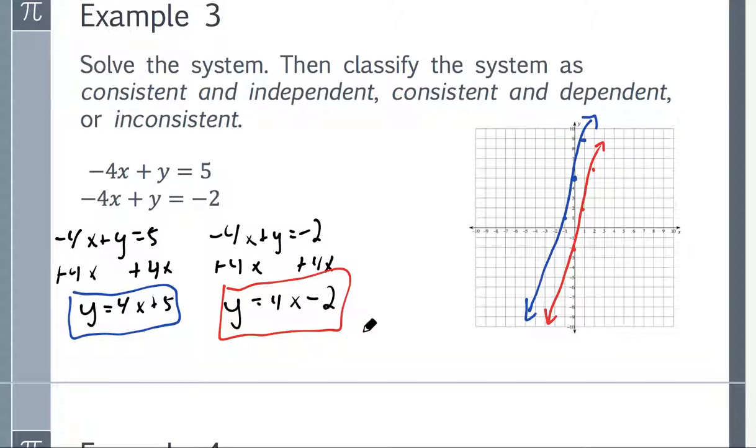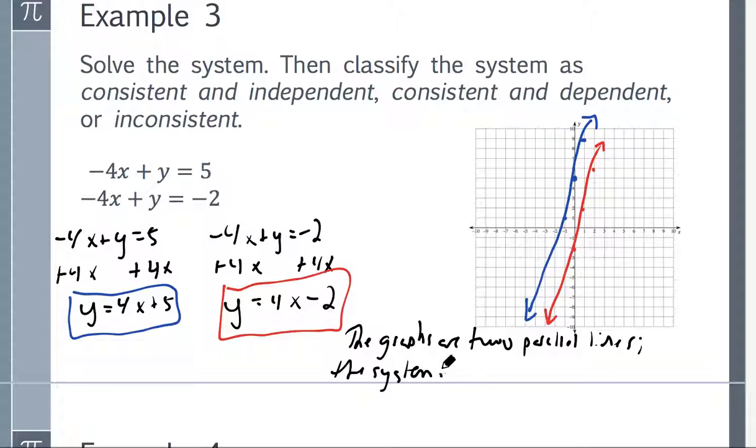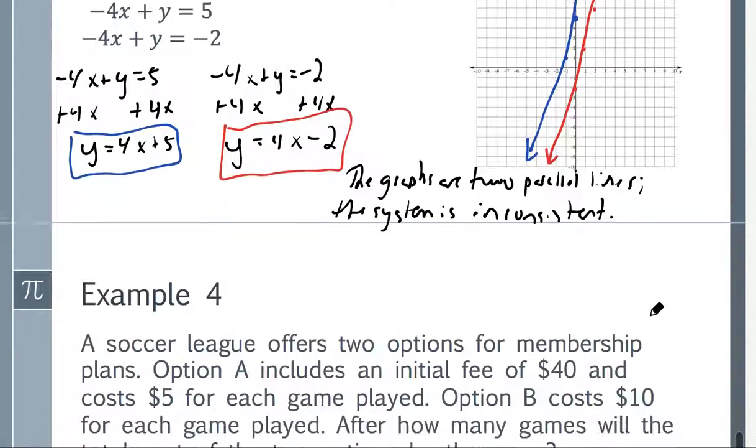Okay? So we say the graphs are two parallel lines. Okay? The system is inconsistent. And let's move on to example 4.